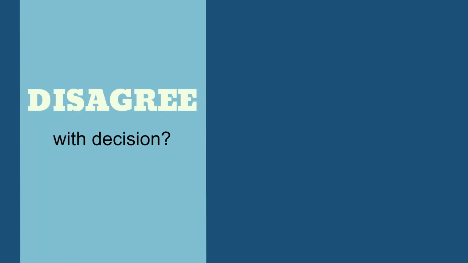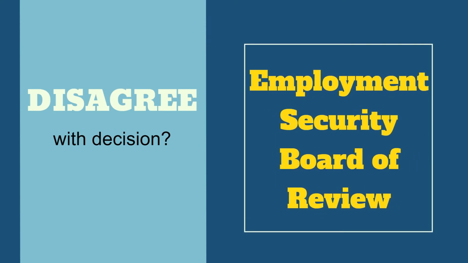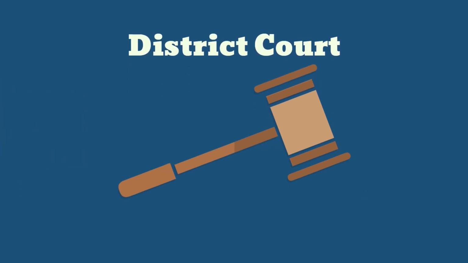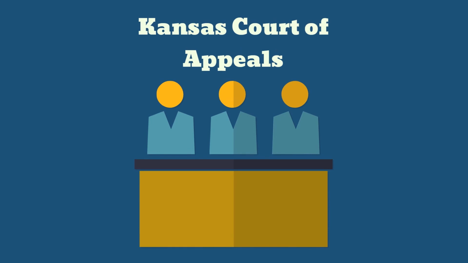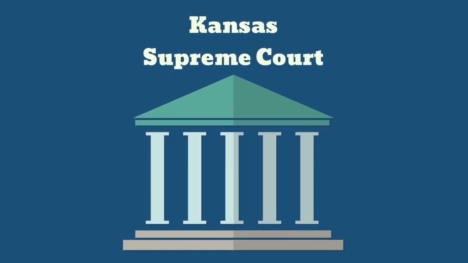If you disagree with the decision, you may request an appeal by the Employment Security Board of Review. Note that this is not a new hearing, but a review of the initial hearing and the documentation presented at that time. The Board of Review will examine all the testimony and evidence to determine if a proper decision was made. You may appeal the Board's decision to the District Court and up through the Kansas Court of Appeals and Kansas Supreme Court if you desire. These additional appeals are at your expense.